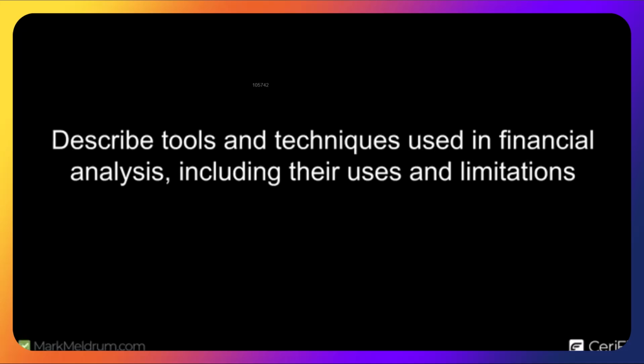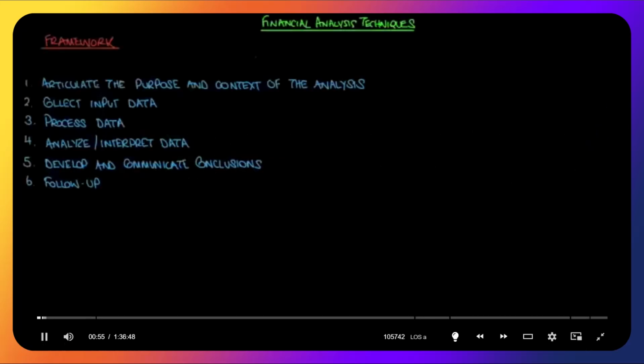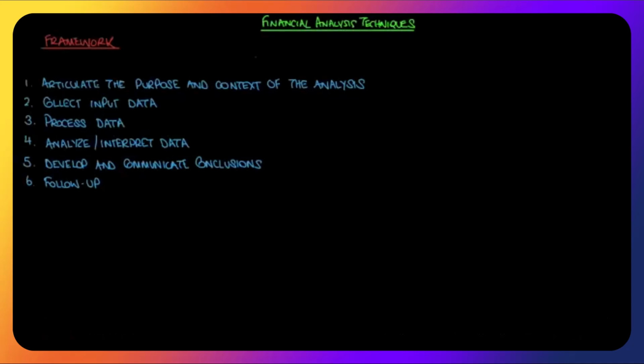First LOS is the outside stuff around and about ratios: describe tools and techniques used in financial analysis, including their uses and limitations. So let's look at the framework. That's really all that's in this LOS, a framework of how to approach a project of financial analysis. 6 steps. Number 1, articulate the purpose and context of the analysis. We're going to keep talking about that word as we go through this module. Context, context, context. Why are we doing this?